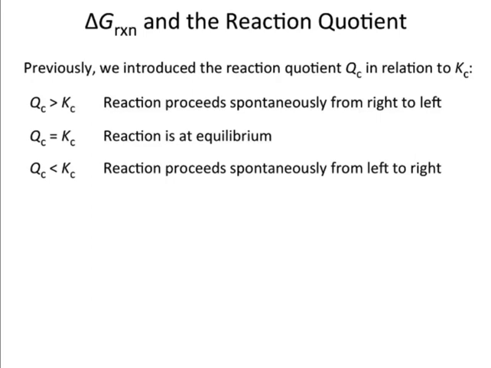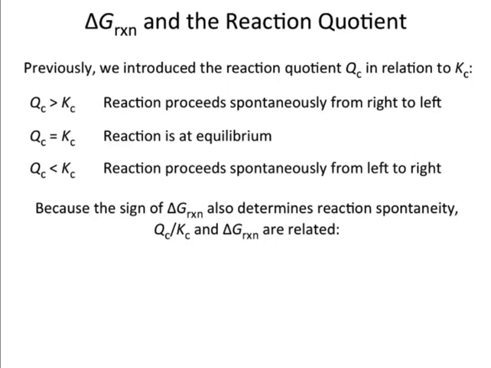If Q is bigger than K, your reaction's going backwards. It's going from right to left. If Q is equal to K, you're at equilibrium. And if Q is less than K, then you're going to go normally from left to right. The same thing also works with Kp and Qp. I just wrote it with concentration.